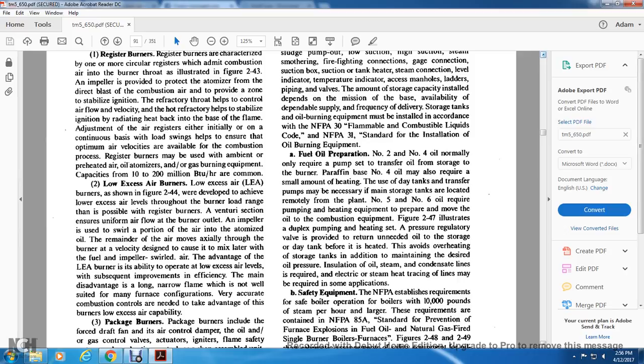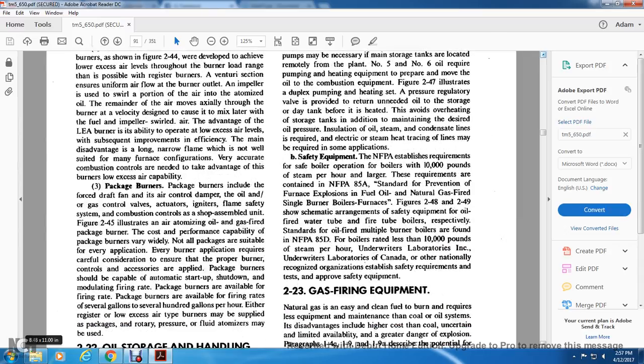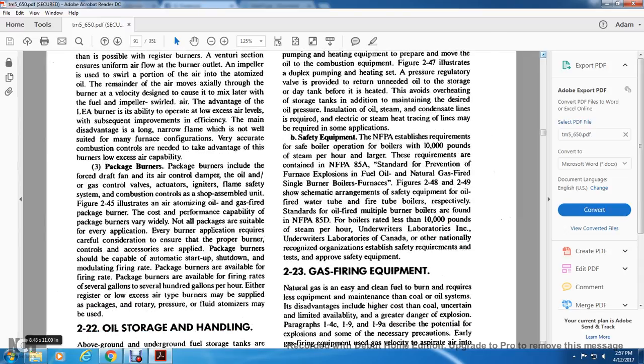With the fuel mixing with the impeller-swirled air, the advantage of the LEA burner is the ability to operate at lower excess air levels, leading to improvements in efficiency. The main disadvantage is the long, narrow flame, which is not as suitable for some furnace configurations. Very accurate combustion controls are needed to take advantage of the burner's low excess air capability.